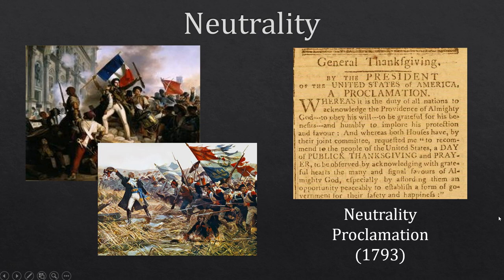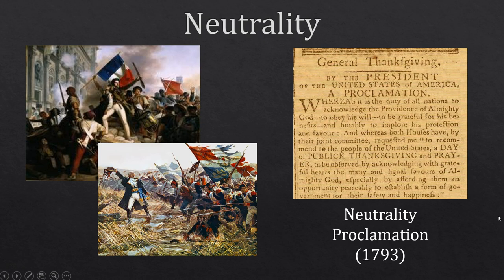Now, ultimately, what George Washington is going to choose is neither side. We want to be neutral. So in April of 1793, he's going to issue his Neutrality Proclamation. And what this says is that the United States is going to pursue friendly conduct towards all of these countries. We're friends with everyone. Now, Democratic Republicans are going to be very critical of this. They really are upset that Washington isn't willing to support France in their revolution.